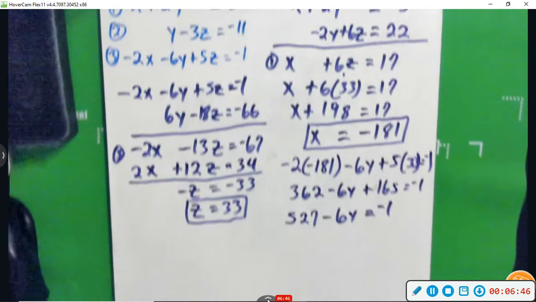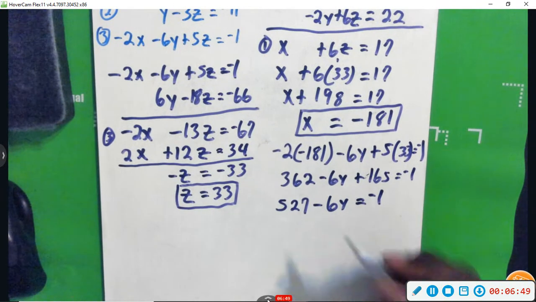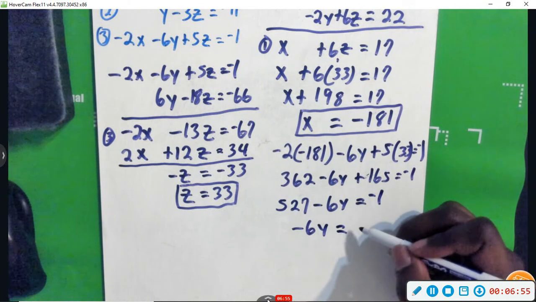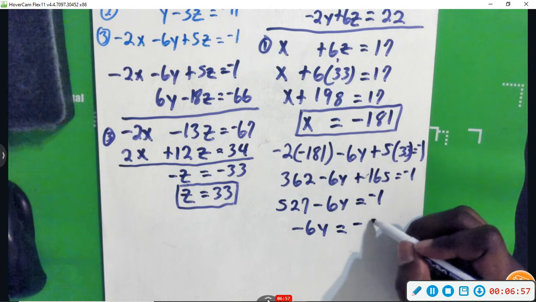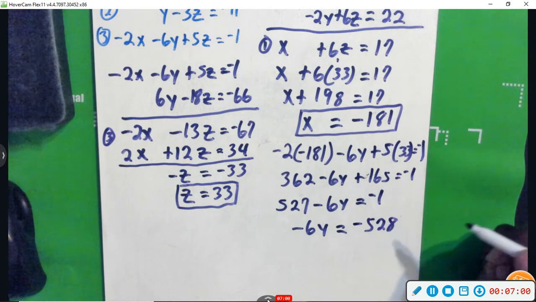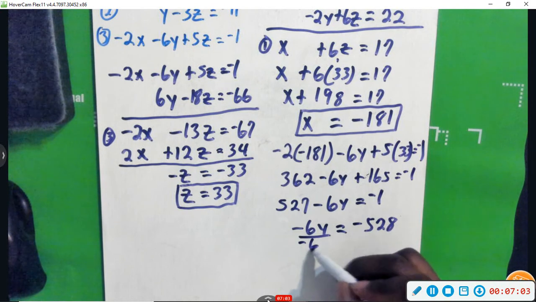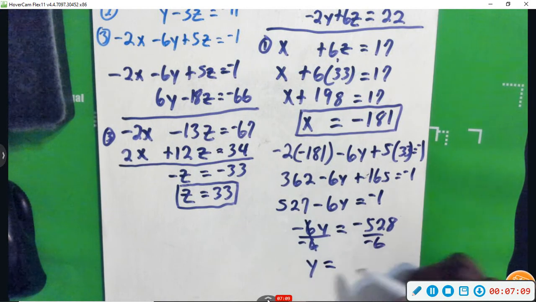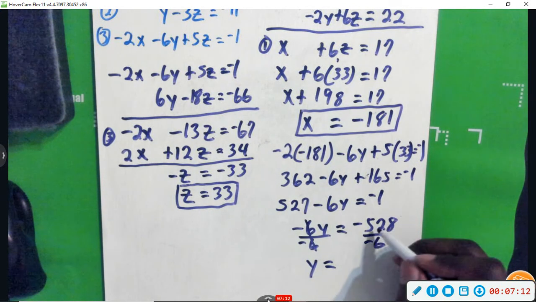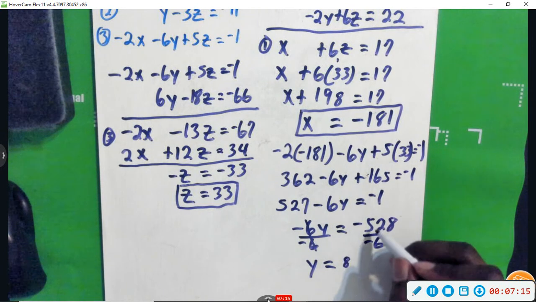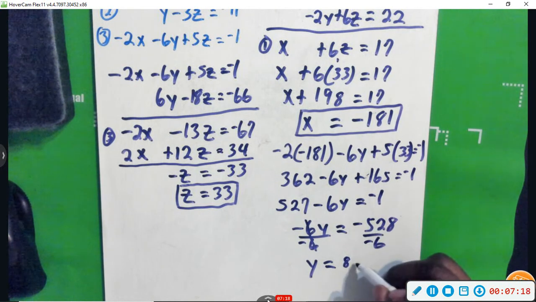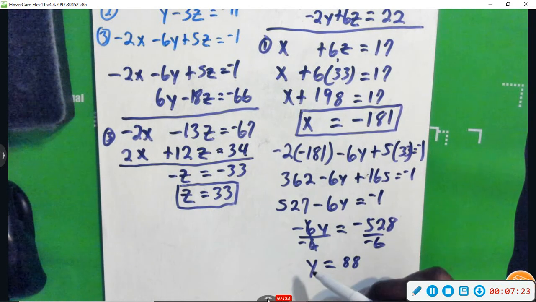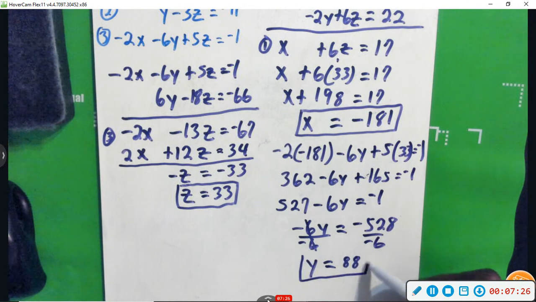Myself a little space. Okay, so subtract 527. That will give me negative 6y equals negative 528, and then divide by negative 6. Okay, and that will give us y equals, 6 goes in 52 8 times. That'd be 48. Bring down the 4 and then 8 again. So y is positive 88.